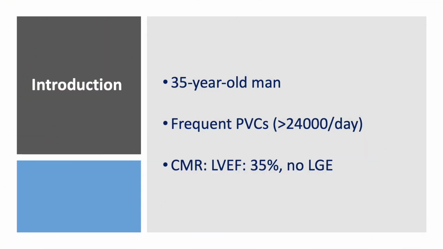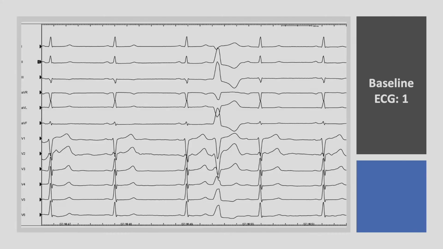Our patient is a 35-year-old man with frequent monomorphic PVCs with a PVC burden over 24,000 per day. Cardiac MRI showed no late gadolinium enhancement, but an ejection fraction of 35%, suggesting a tachycardia-induced cardiomyopathy as a possible diagnosis. So this is the baseline ECG of the patient.